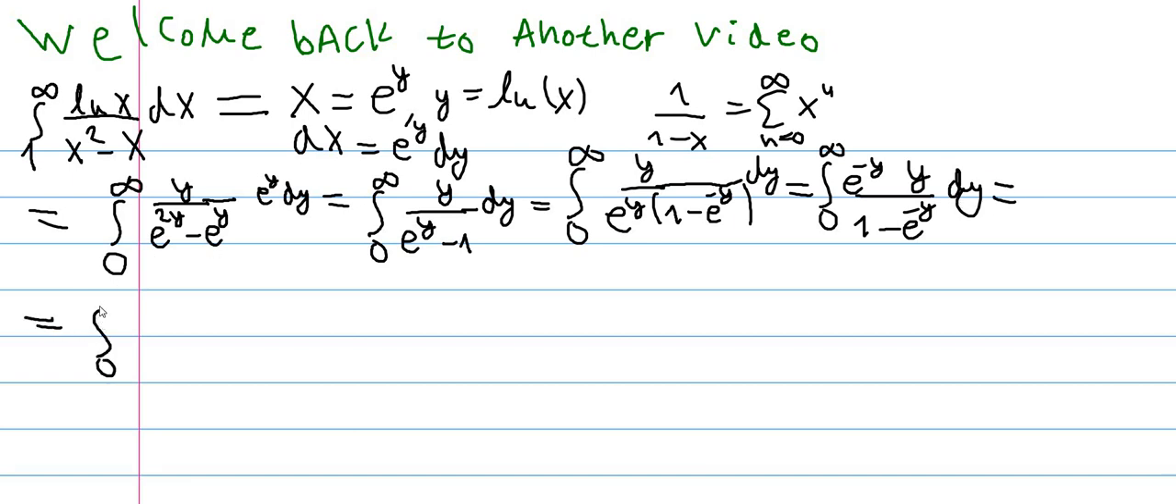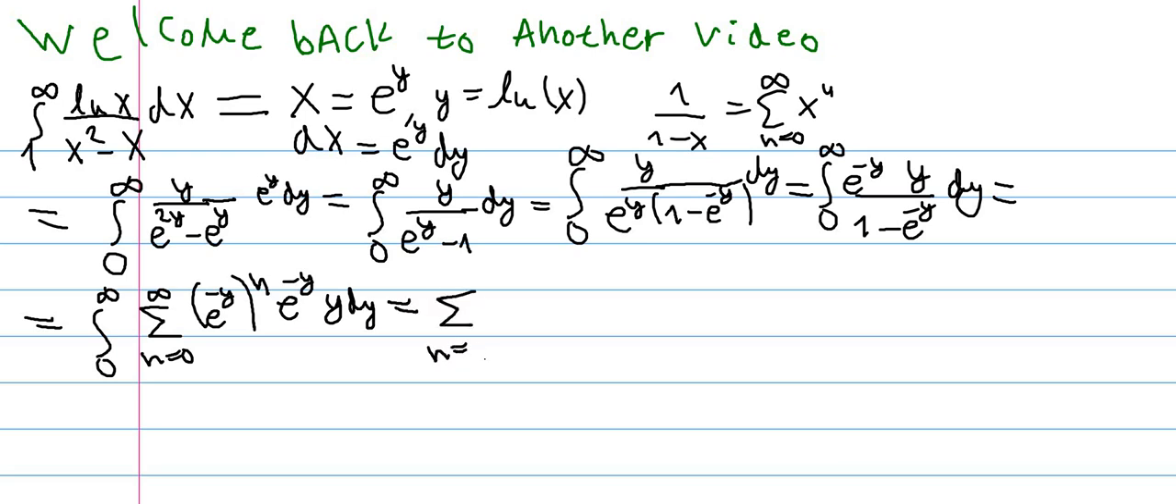We get an integral from 0 to infinity of a sum going from n equals 0 to infinity of e to the minus y to the power n, times e to the minus y dy, which equals, taking the sum out in front, a sum running from n equals 0 to infinity of an integral from 0 to infinity of e to the minus y times 1 plus n, y dy.